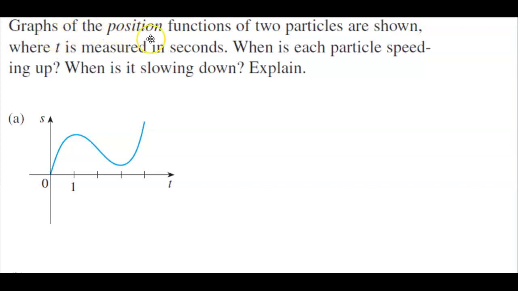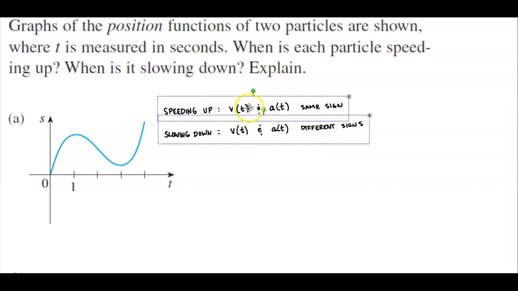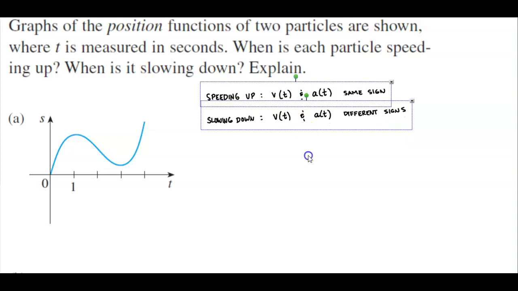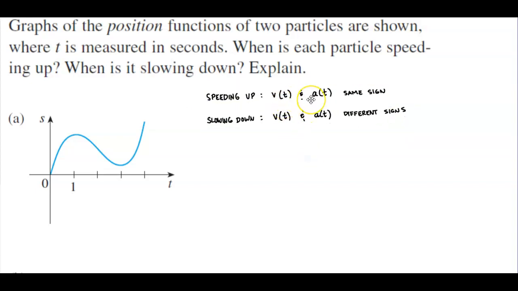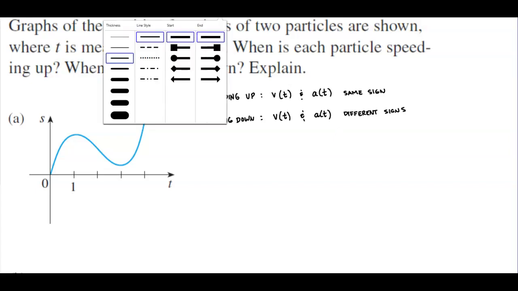Graphs of the position functions of two particles are shown, where t is measured in seconds. When is each particle speeding up and when is it slowing down, and then explain. Remember that it's speeding up when the velocity and the acceleration functions have the same sign, and it's slowing down when the velocity and acceleration have different signs.